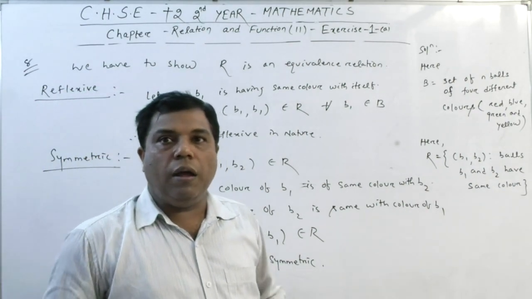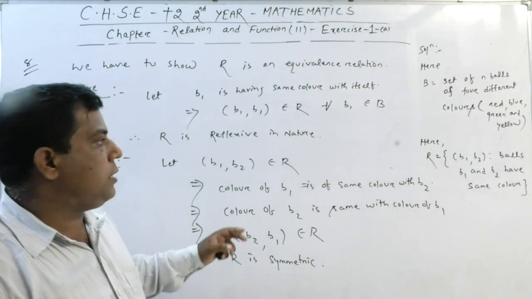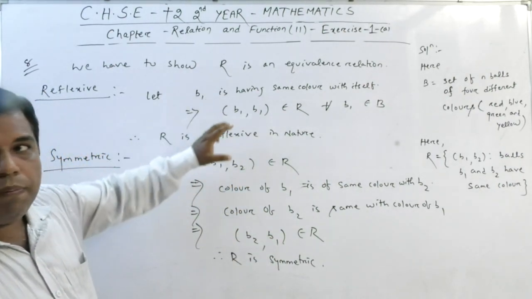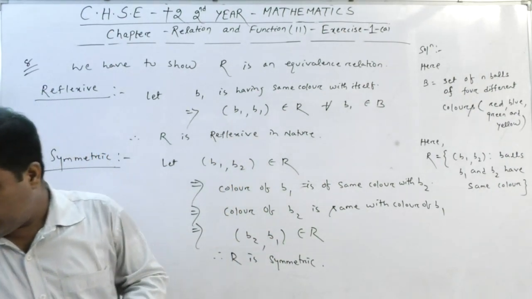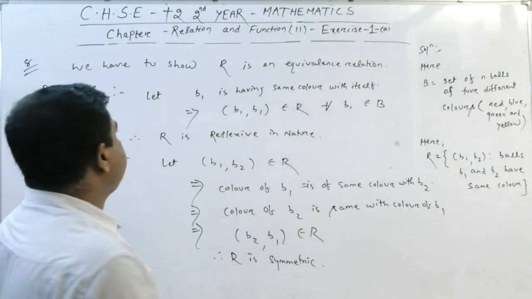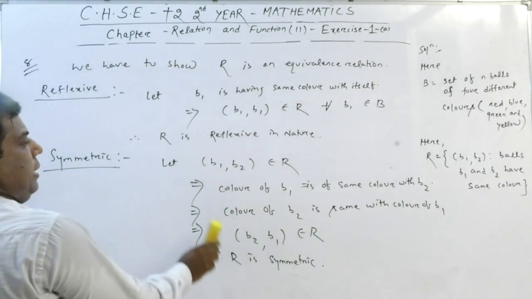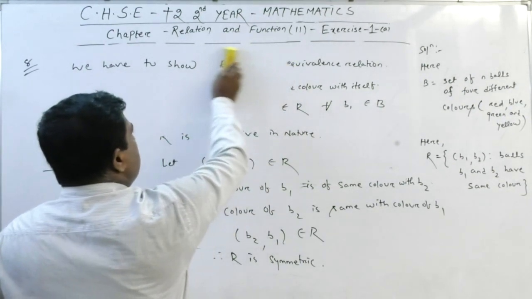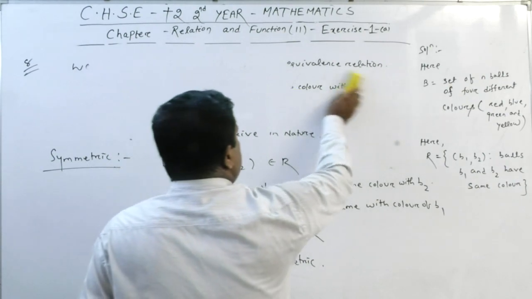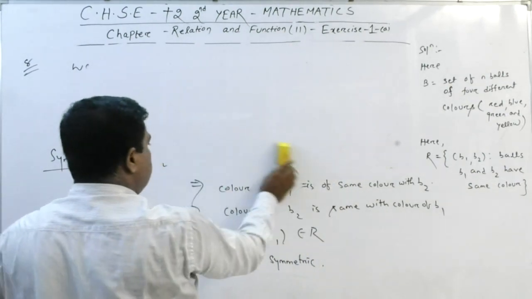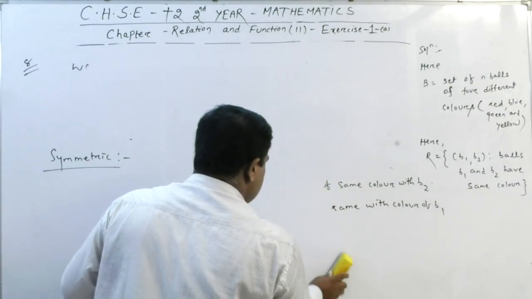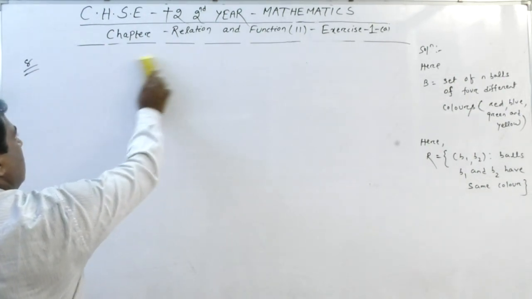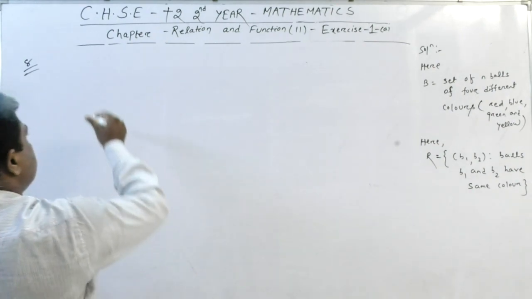So now R is reflexive in nature and R is also symmetric in nature. And we are going for the transitive case. Now you see it is reflexive, it is symmetric, so we will go for the transitive case. So I am cleaning these two parts. For transitive.